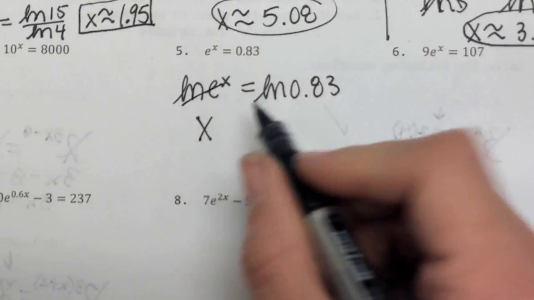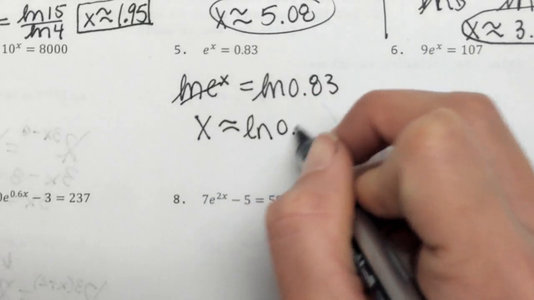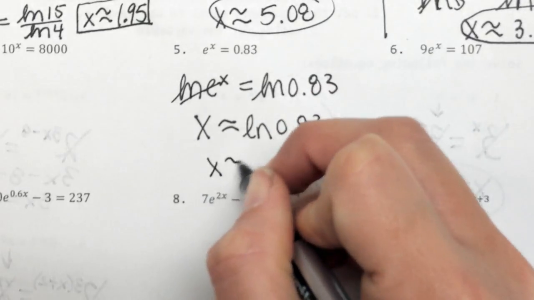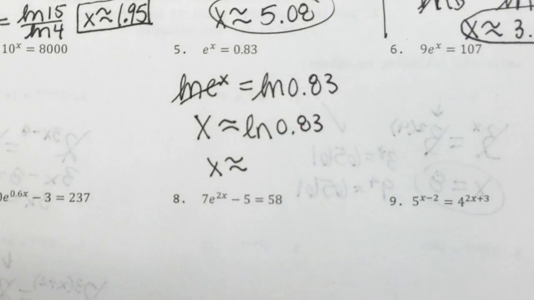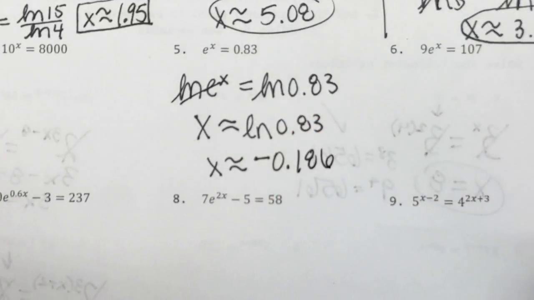Just x. So x is ln of 0.83, and all you have to do is calculate that. So it'll be what? Yeah, it is negative. Sorry, I was looking at the wrong one. Is this what y'all got? Yes.